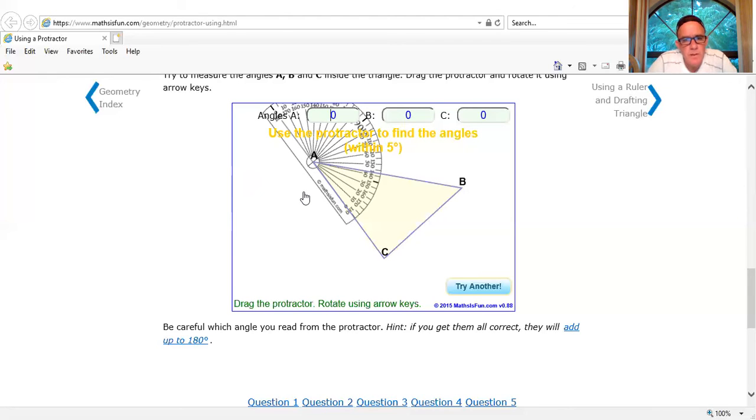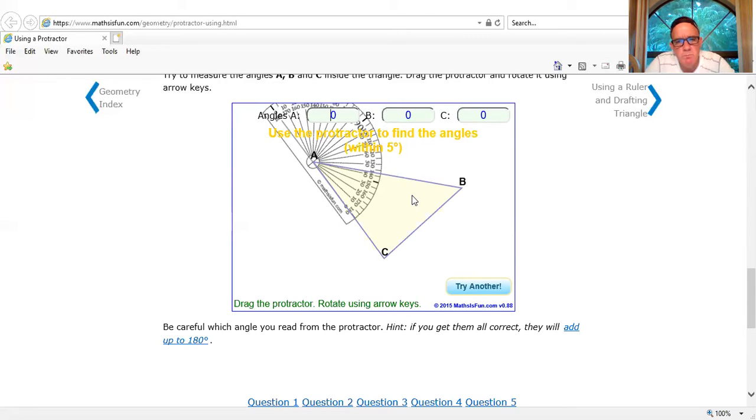Now, I'm going to go from A and look at this one. Watch the black dot over to B. And where does it go through? Let me get my magnifying glass out there because that is pretty small. It looks to me that it goes through about 42 degrees.